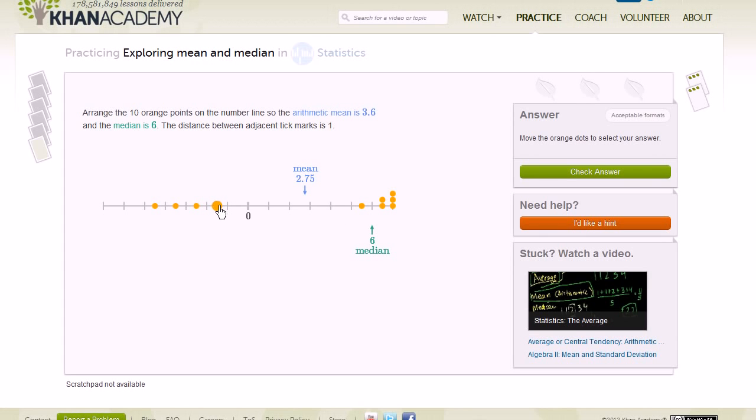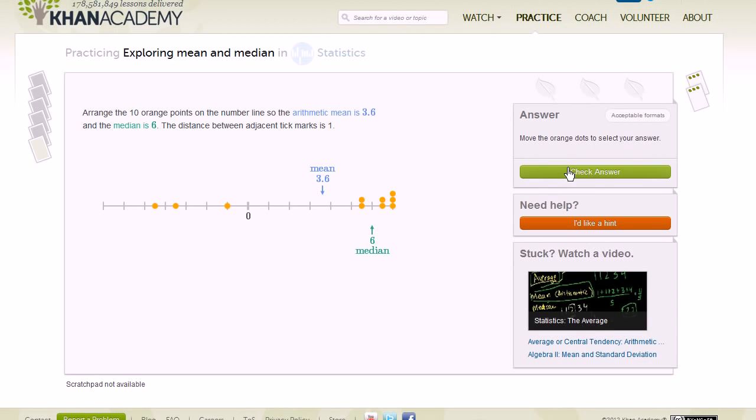That's right. And now let me see the mean. I need to get to 3.6. I can't make this one of the middle numbers, then it'll distort my median. You can't go past that number. So let's see. I want to go to 3.6. 3.6 gets me right over there. There you go.